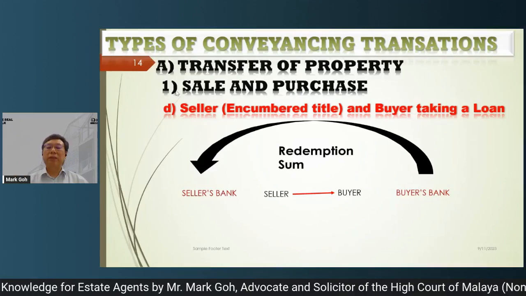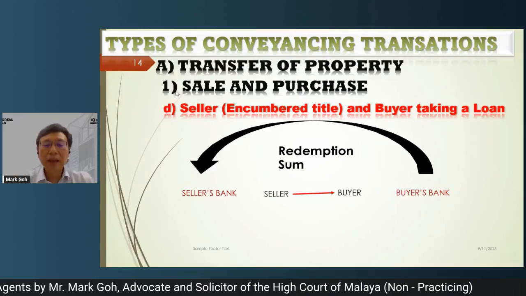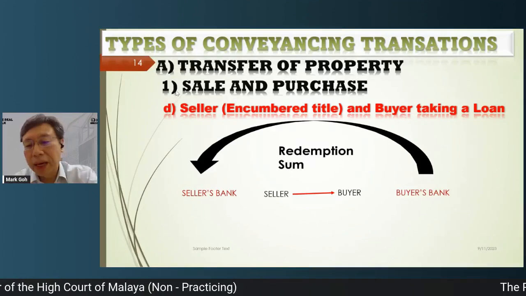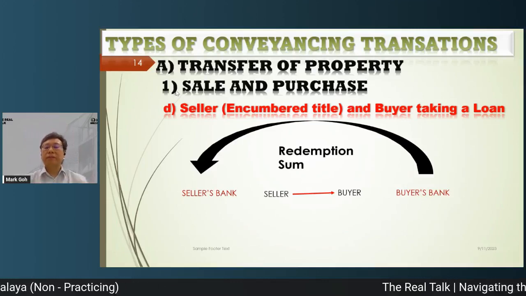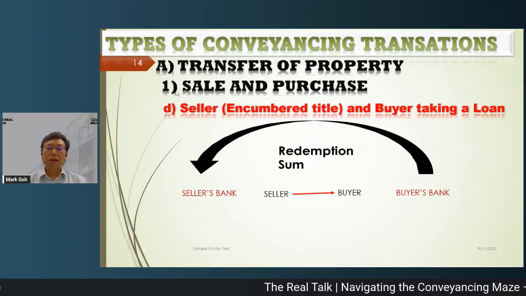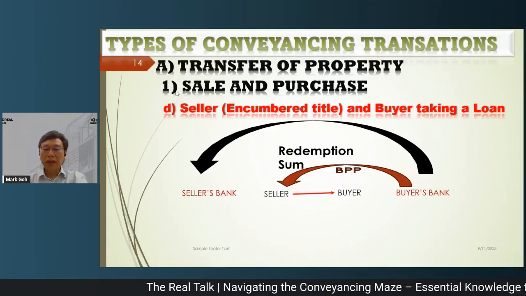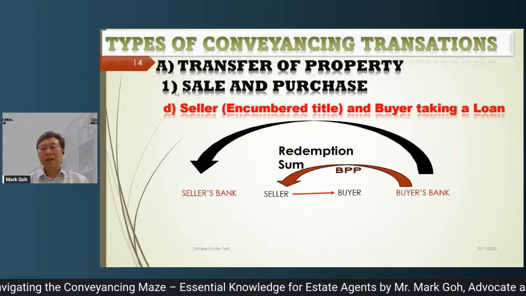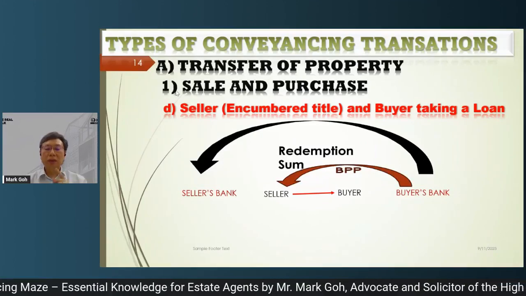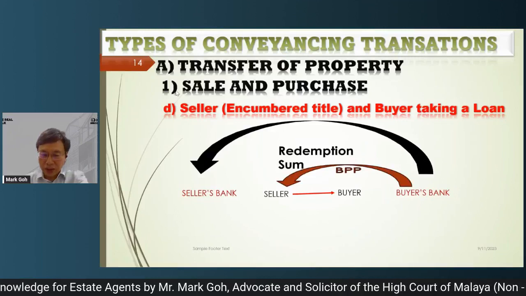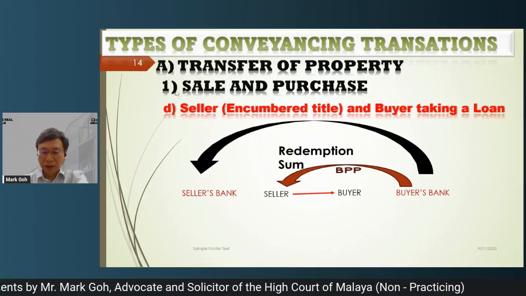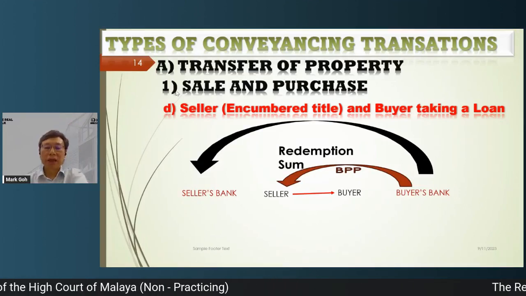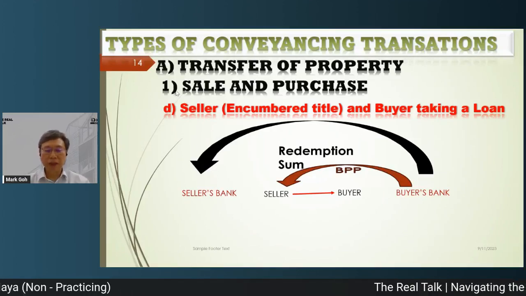Buyer goes and borrows money, sees his bank. The buyer's bank will ask the seller's bank, how much does the seller owe you? Oh, seller owes me 80,000. Buyer's bank will pay the seller's bank. Then the buyer's bank will pay the balance purchase price to the seller. If there is any differential amount, buyer will pay the seller first. Balance purchase price, buyer's bank will pay the balance.